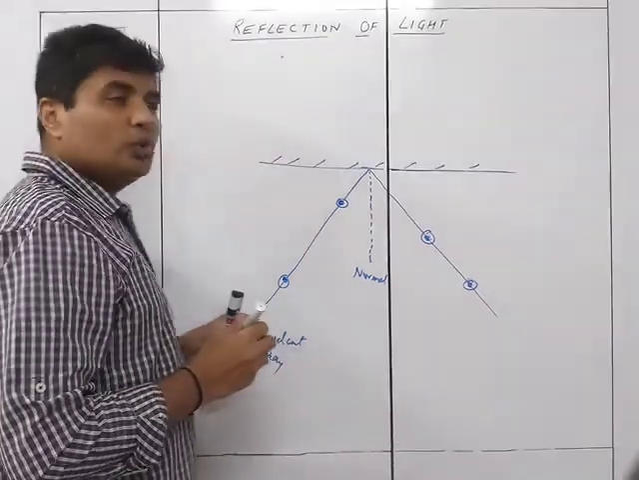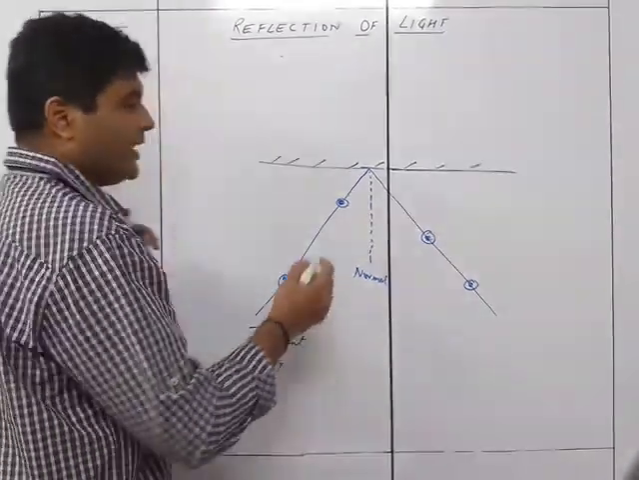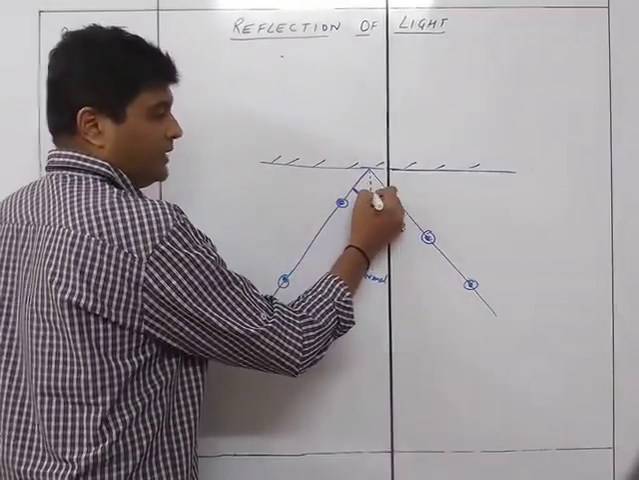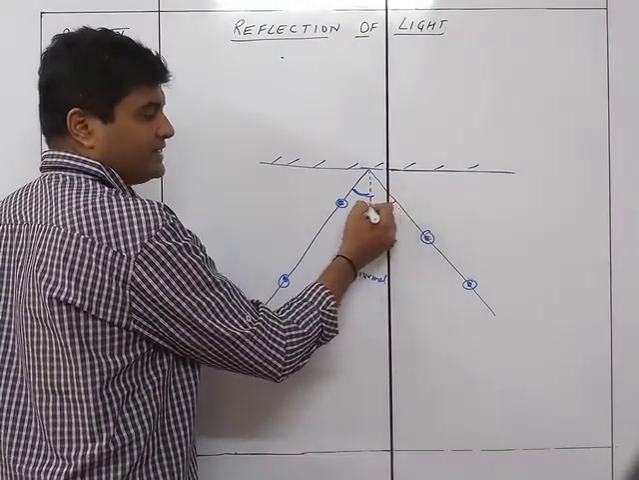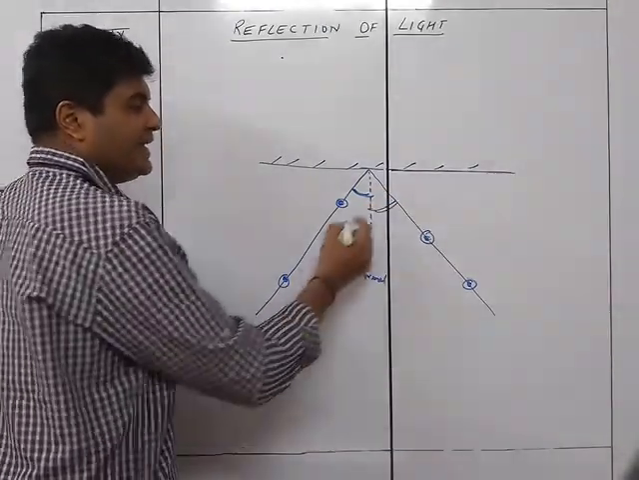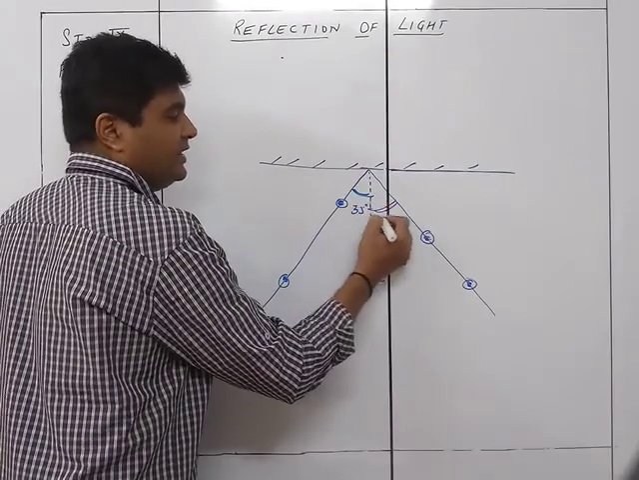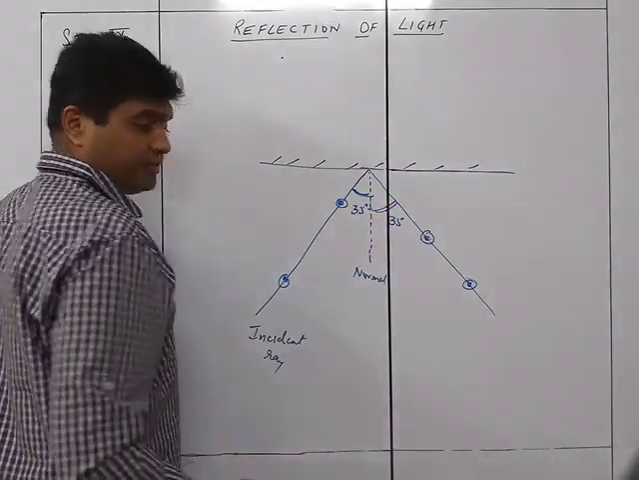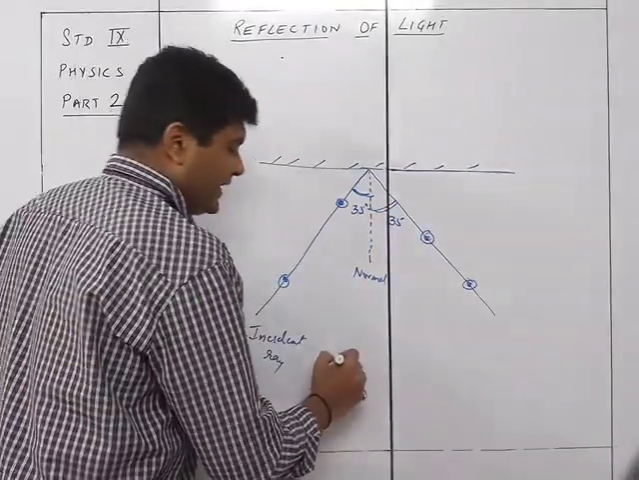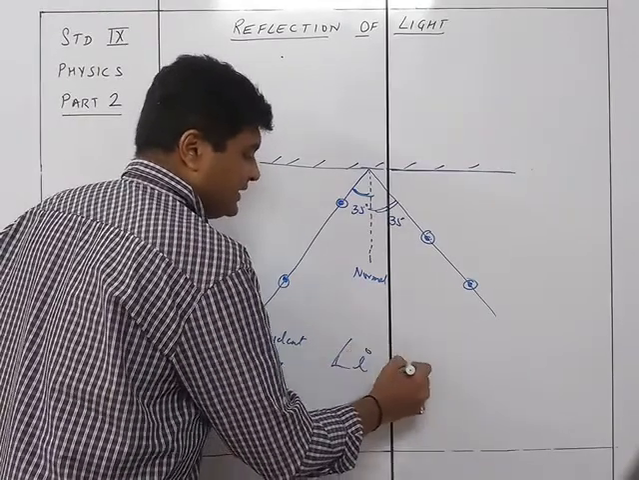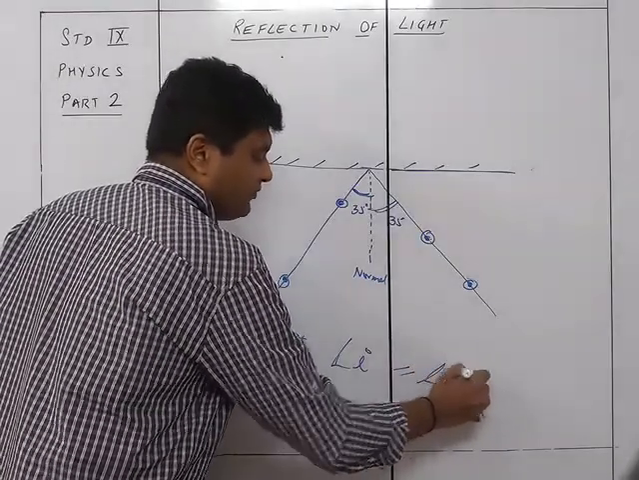And then using a protractor, I will find out what is this angle over here, and I will find out what is this angle over here. It will be seen that if this is 35 degrees, this will also be 35 degrees. Which will prove that the angle of incidence is equal to the angle of reflection.